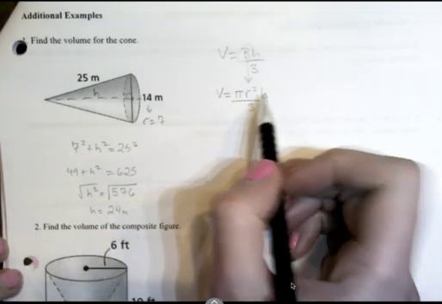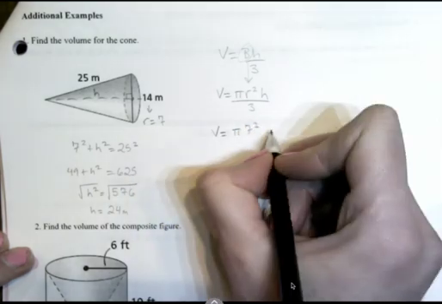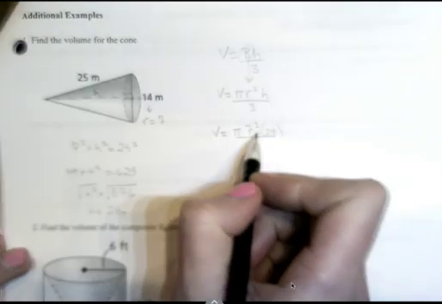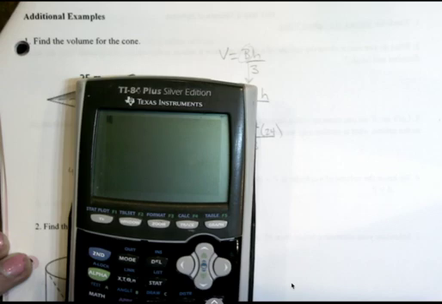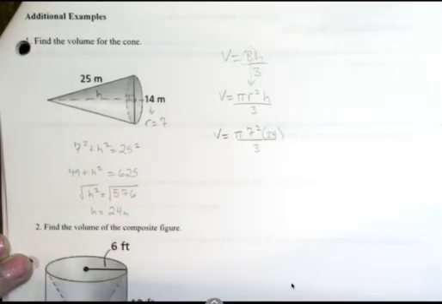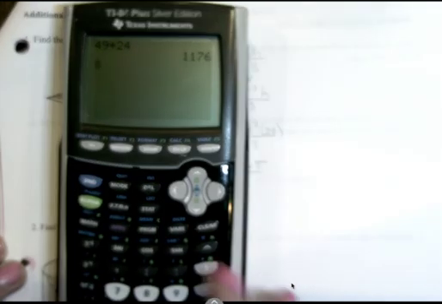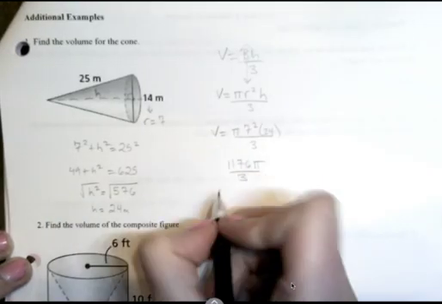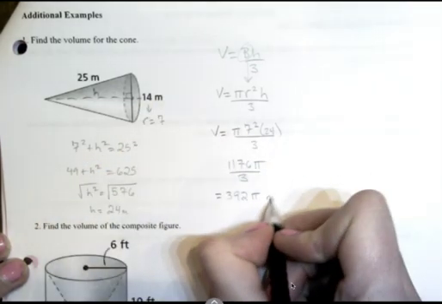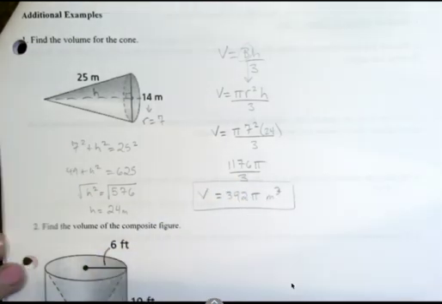Okay, so now I can plug everything in here. So we've got the volume equals pi times the radius squared times the height, all divided by 3. Okay, so I'm going to get 49 times 24. So I'm going to leave it like this, 1176 pi over 3, but let's see if that divides evenly by 3, which it does. So we get 392 pi, and then cubic units is always what we use for volume. So we got cubic meters.